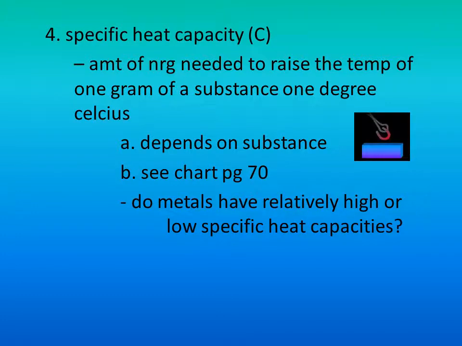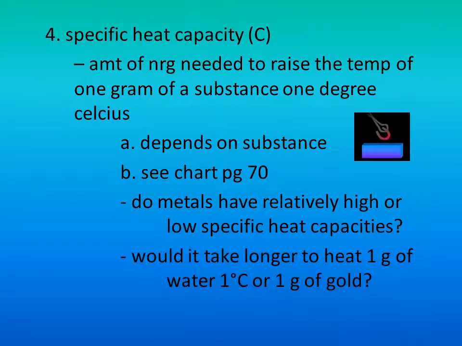So the question is, do metals have a relatively high or low specific heat capacity? If we look at the table, we'll be able to determine that. So hold on, because I have another question for you. You might just keep this in your head, you probably don't have to write this down yet: do metals have a high or low specific heat capacity? And the second question is, would it take longer to heat 1 gram of water 1 degree Celsius or 1 gram of gold? So you might want to abbreviate this and put this question down.